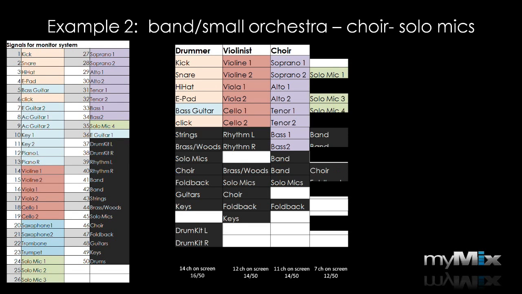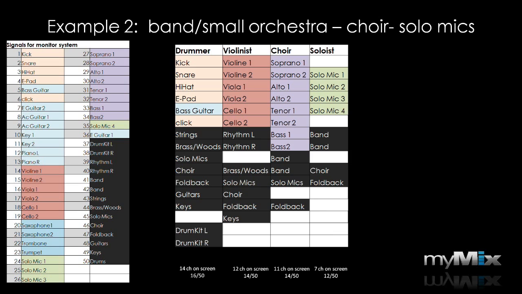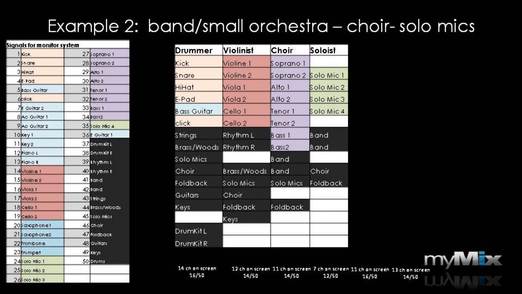Very similar with the solo microphones. So they can pick all the solo mics individually and adjust them individually, but the same as in the choir, the band is just a stereo channel plus the choir and the foldback. So they are looking at just 7 channels on the screen. Very easy and straightforward to control.